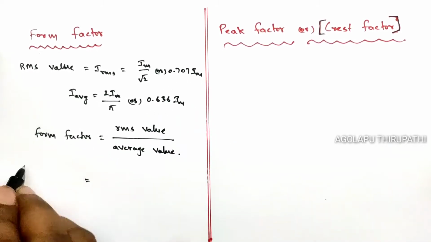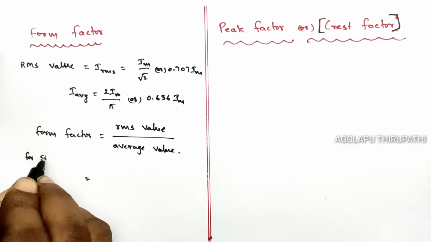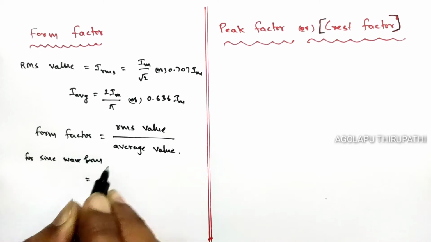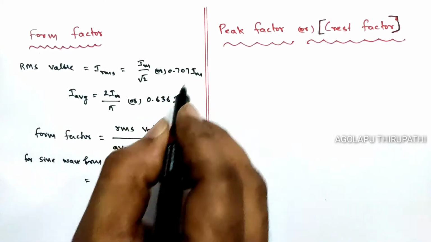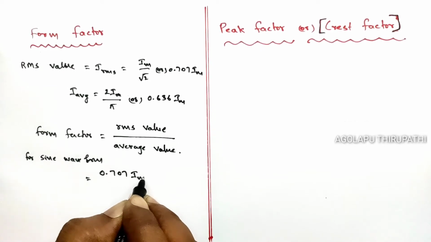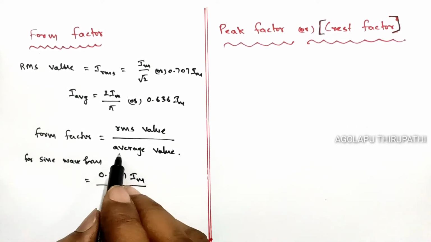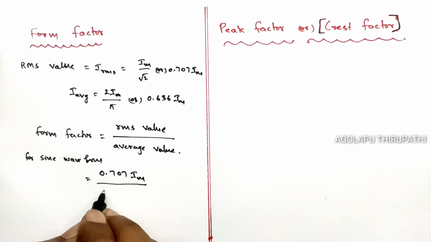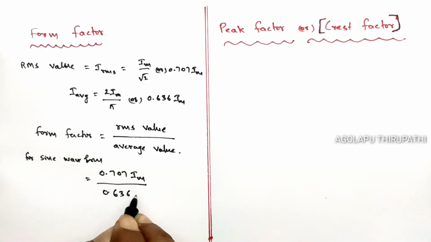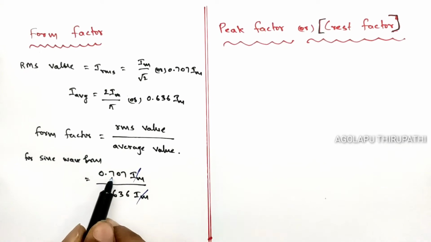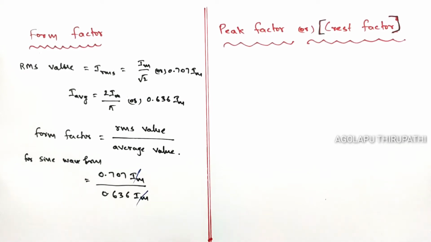So therefore for sine waveform, what is the RMS value? 0.707 times of Im, divided by average value. What is the average value? 0.636 times of Im. Okay, so now here you can cancel Im and Im. Now calculate 0.707 divided by 0.636.